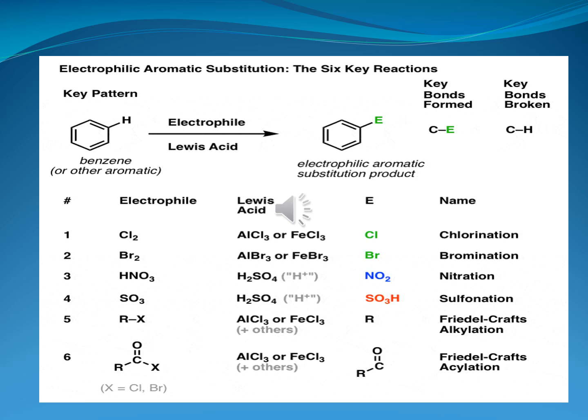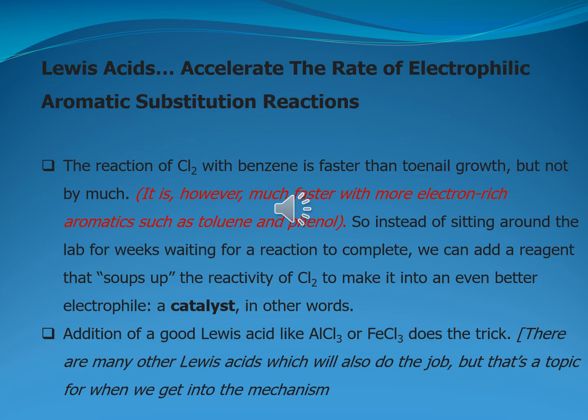And finally, when we take acyl halide as an electrophile, in which aluminum trichloride and FeCl3 are used as Lewis acids, and acyl group behaves as an electrophile, this reaction is known as Friedel-Crafts acylation. So we can say the Lewis acids accelerate the rate of electrophilic aromatic substitution reactions. Let's see how this reaction is accelerated by the Lewis acid.